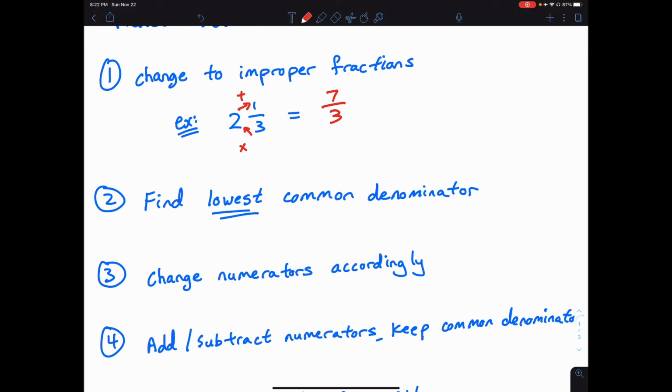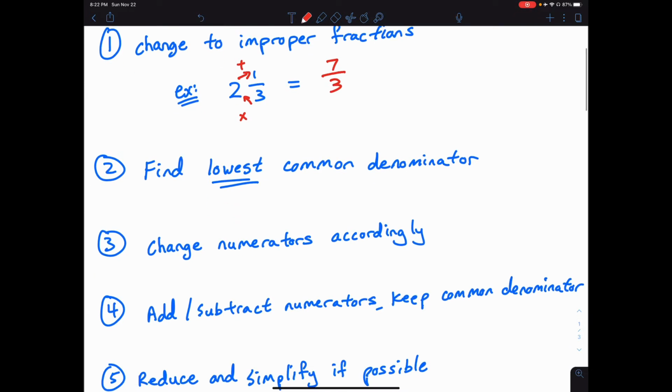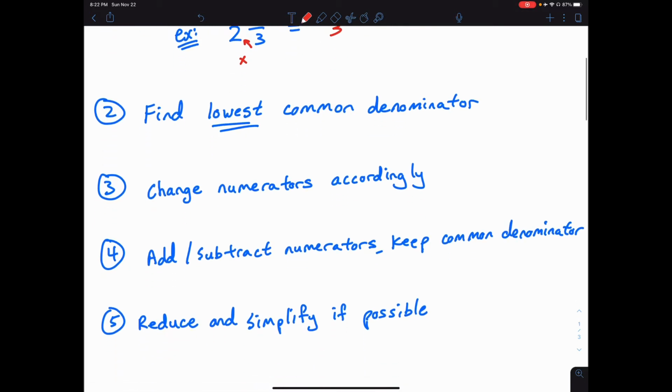Number four, we then add or subtract the numerators depending what the operation is in between, and we keep the denominator as it is after finding its common denominator. And our last step here will then reduce and simplify if possible for our final answer. So let's take a look at some examples and go over each of these steps to make sure you guys understand how these rules are applied.